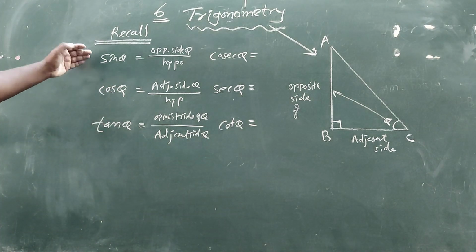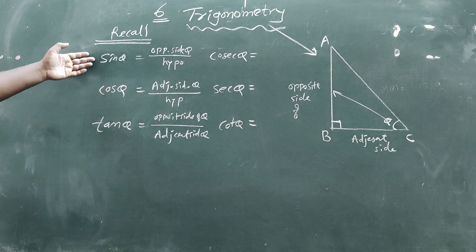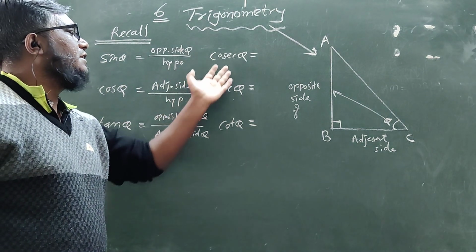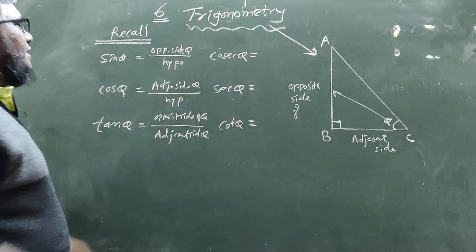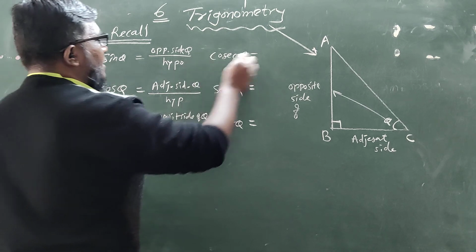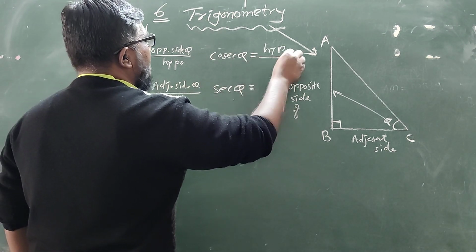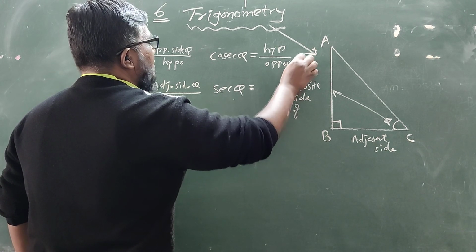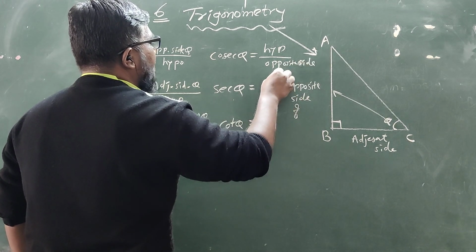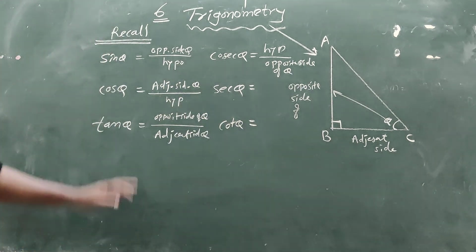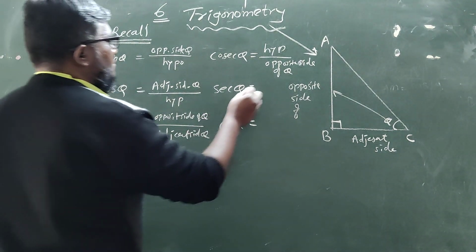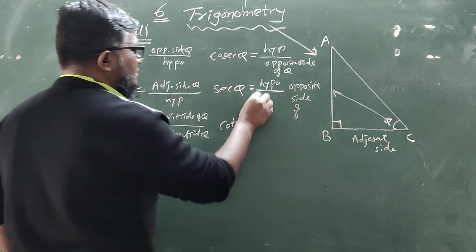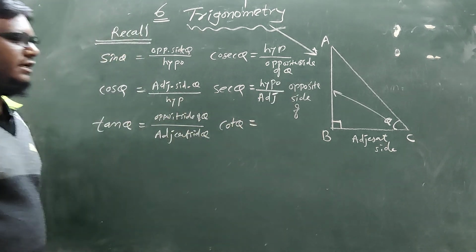Now, these three ratios, sine, cos and tan, have exactly opposite ratios, that is, cosec is exactly the reciprocal of sine. That's why we can write cosec theta as hypotenuse divided by the opposite side of theta. Remember. Now, sec theta is hypotenuse upon the adjacent side. You know that.